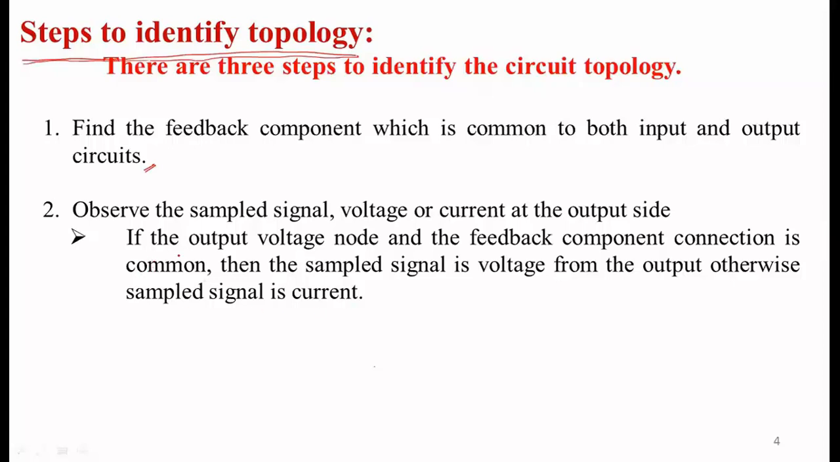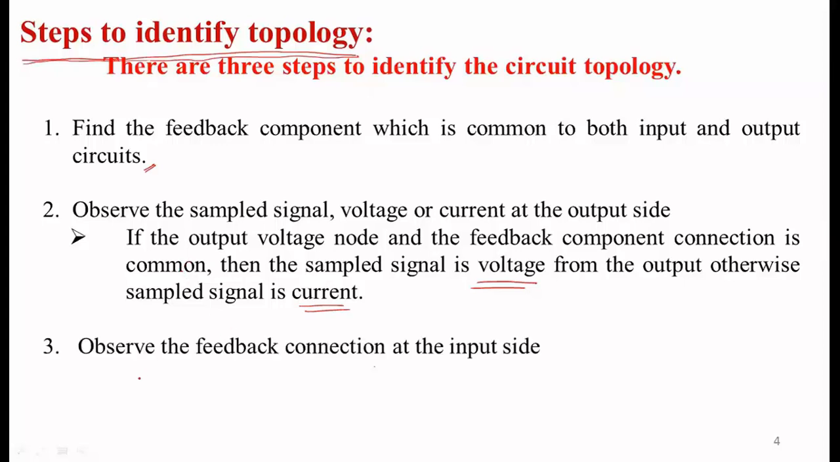So if in the circuit the output voltage node and the feedback component connection is common, we will discuss this in the upcoming slides with circuit examples. If the output voltage node and the feedback component connection is common, then the sample signal is voltage. Otherwise, the sample signal is current. So this is our second step: to observe the sample signal from the output side.